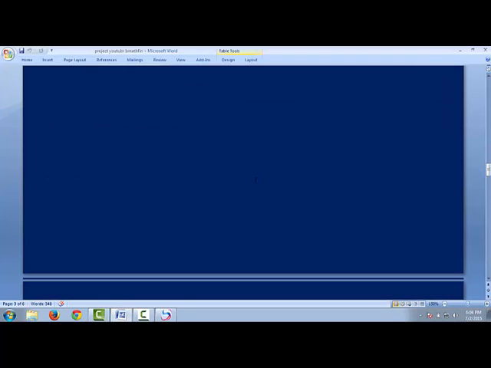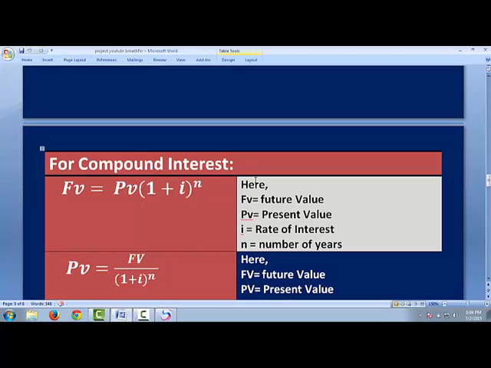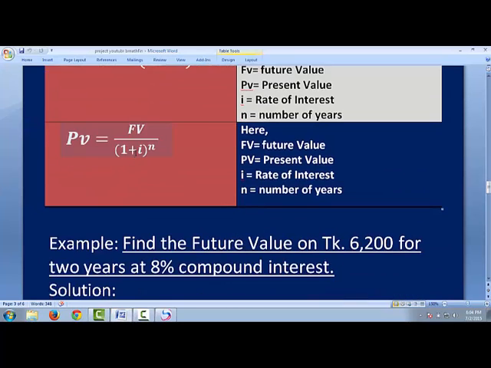Now we are going to understand compound interest. There are two formulas for compound interest, that is FV and PV. What is the meaning of FV? FV means future value and PV means present value. FV's formula is FV is equal to PV into 1 plus I power n. PV is equal to FV divided by 1 plus I power n. Here PV is equal to present value, I is equal to rate of interest, n is equal to number of years, and FV is equal to future value.